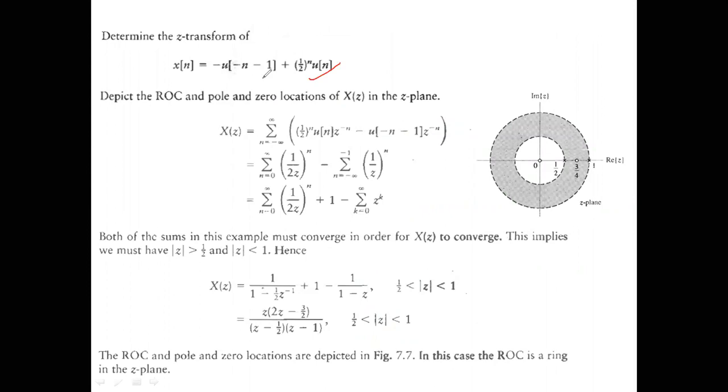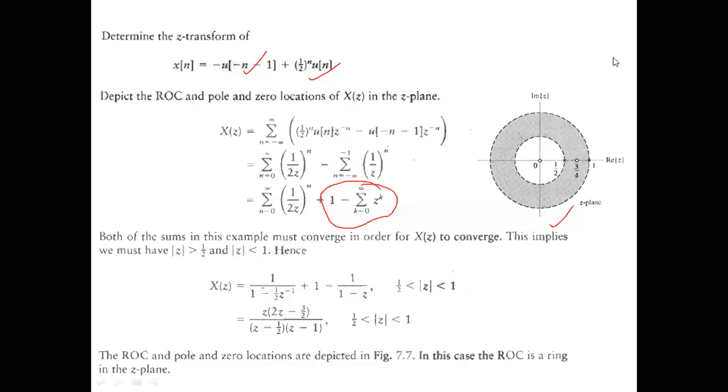So this is half to the power n into u of n. For the first signal it varies from 0 to infinity. For the second signal it is minus infinity to minus 1. We have done this yesterday. So it's 1 minus 0 to infinity, so it's the same. And finally there is the ROC. You can see whenever the ROC is a combination of a right sided signal and a left sided signal, it is going to be a concentric ring. The ROC is a ring within the ring, in between the two rings.